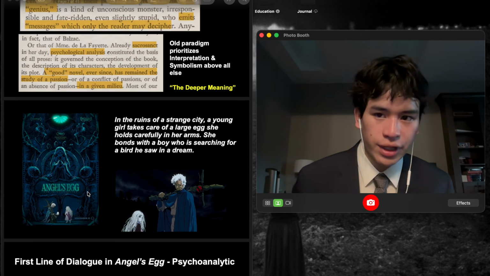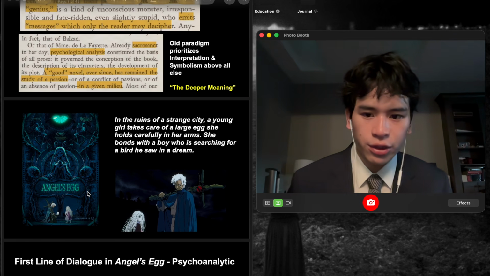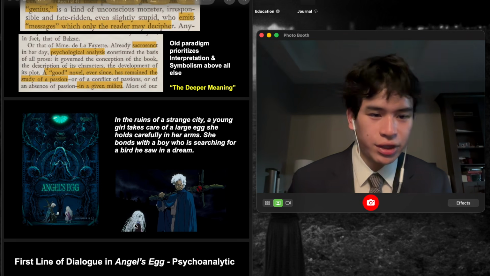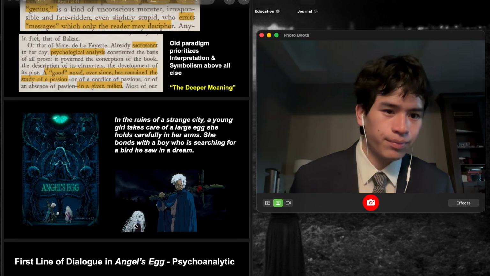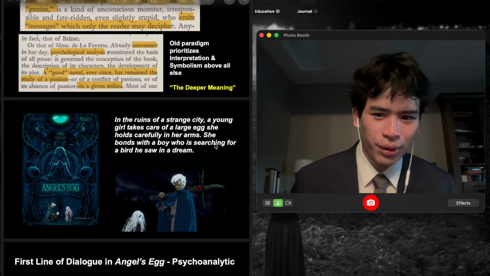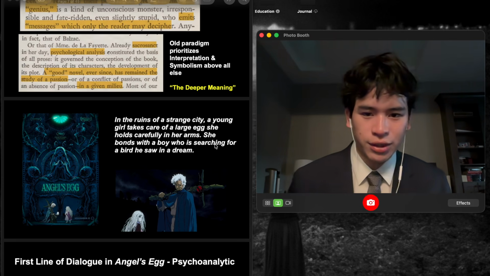So now let's talk about Angel's Egg, which I think is kind of a really good example of something that has a lot of traits of the new novel movement. So it takes place in a strange city. You have this little girl here who carries around this egg with her. And this egg, we don't know what's inside of it. We don't know where it's from, but she treats it like it's the most important thing in the world. And one day she runs into this boy who apparently is searching for a bird he saw in a dream. So he's kind of weird, but he kind of just follows her around and asks a bunch of questions.